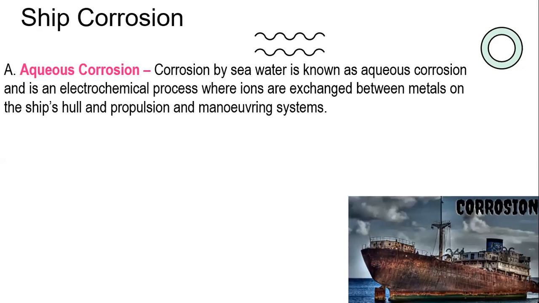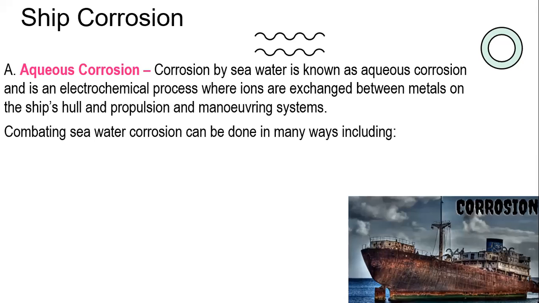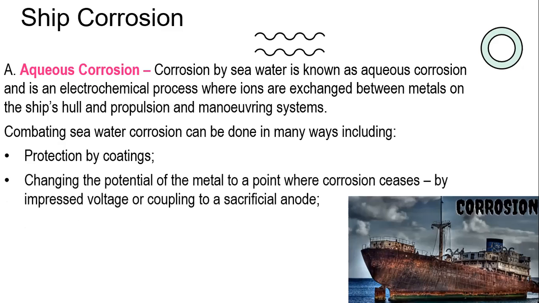For ship corrosion, we have aqueous corrosion. Corrosion by seawater, known as aqueous corrosion, is an electrochemical process where ions are exchanged between metals on the ship's hull and propulsion and maneuvering system. Combating seawater corrosion can be done in many ways, including protection by coatings, changing the potential of the metal to a point where corrosion ceases by impressed voltage or coupling to a sacrificial anode.